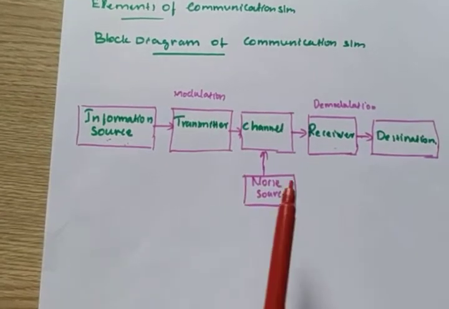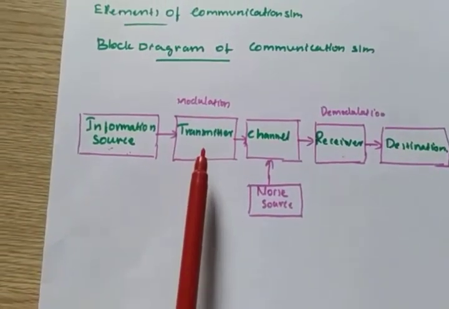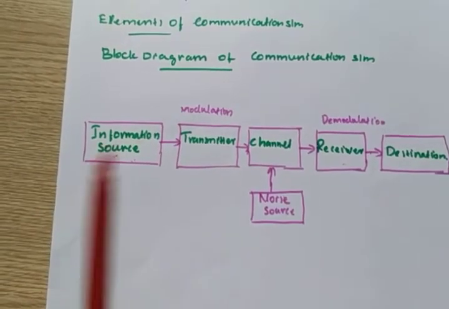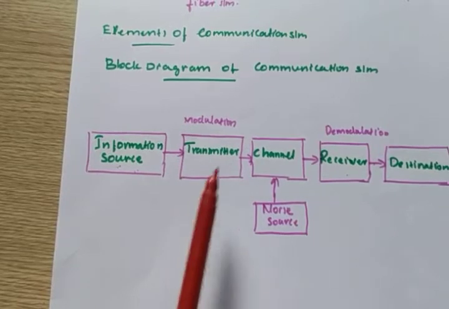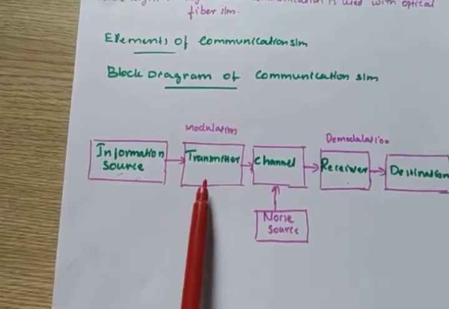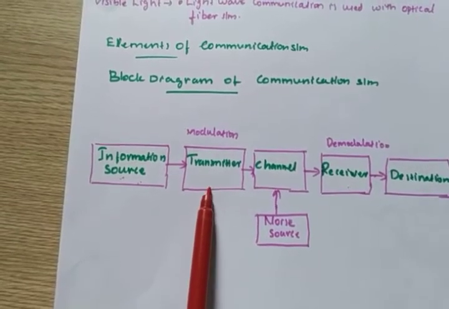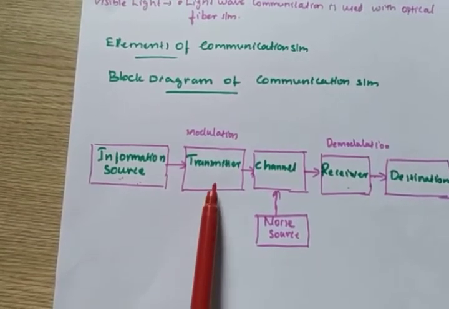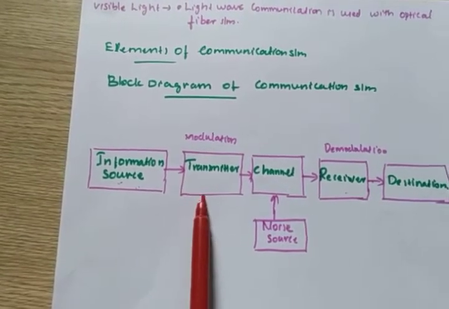What are the things in a transmitter? In a transmitter you have an amplifier, modulator, filter, antenna, and a mixer. These are the things which you can see in a transmitter. Those blocks are there in this transmitter.